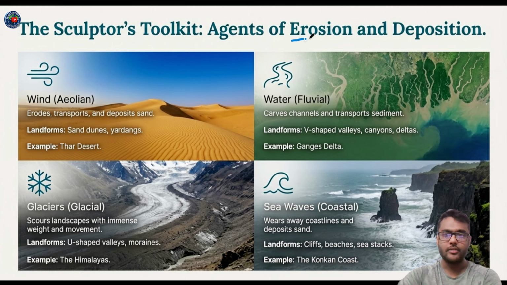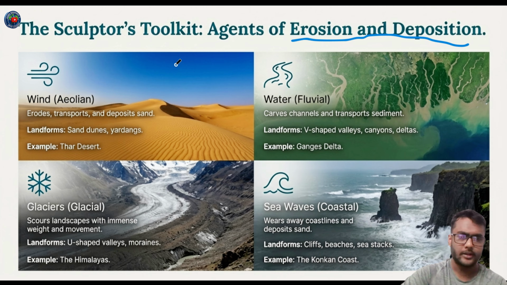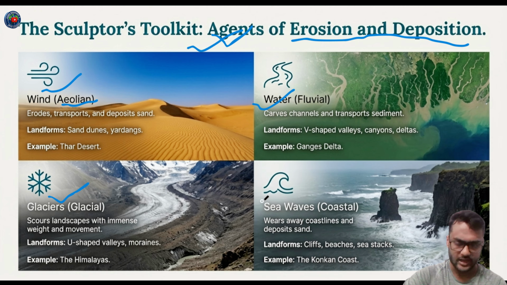Then coming to erosion and deposition. There are some agents of erosion and deposition. First of all, wind, also known as aeolian; water, fluvial; glacial; and sea waves, coastal. Wind erodes, transports and deposits sand. Landforms: sand dunes, yardangs, inselbergs. Example: the Thar Desert.